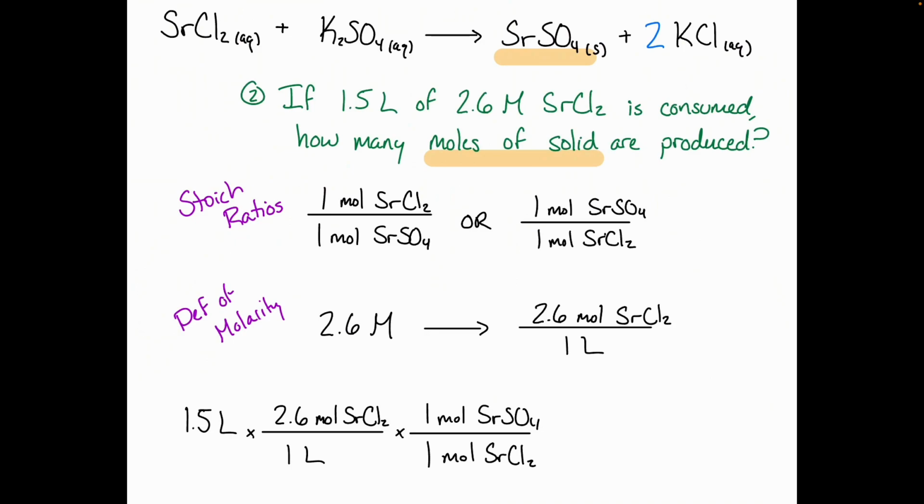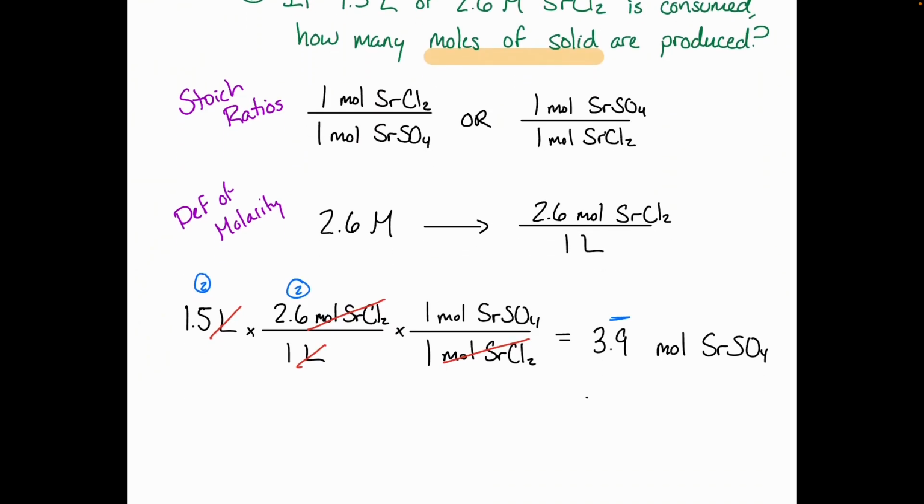All right, punch this into my calculator. I get 3.9. If I'm looking at my units, liters cancel out, moles of strontium chloride cancel out, and so I'm left with moles of solid product, my strontium sulfate. And then the last step is sig figs. In this case, my calculator did just fine. My final answer here would be 3.9 moles of solid.